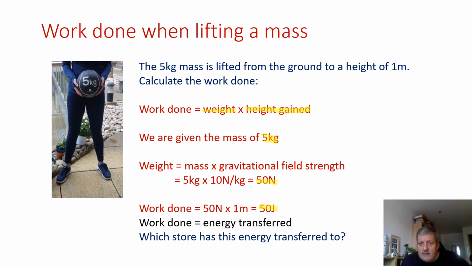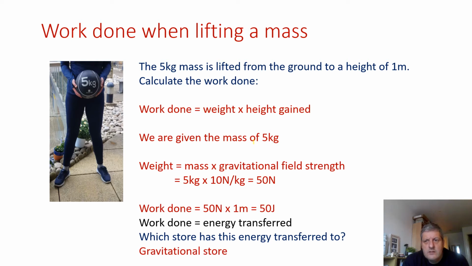So what does that mean? 50 joules of energy has been transferred. Work done is equal to the energy transferred, remember. So 50 joules of energy has been transferred, it's shifted between stores. So which store has it gone from, and which store has it gone into? The ball has gained height above the ground, so there has been some transfer of energy into the gravitational store, and that energy would have come from the chemical store of the woman.